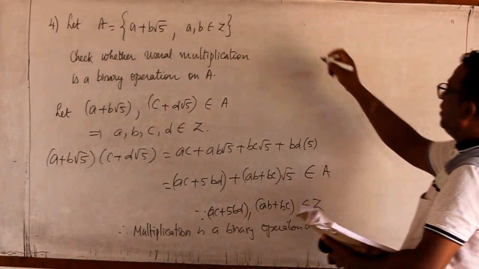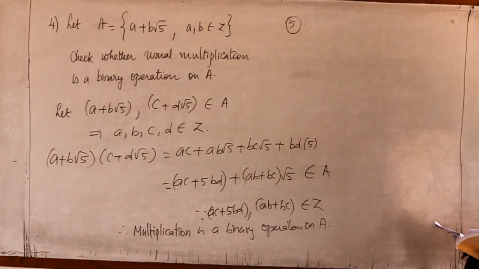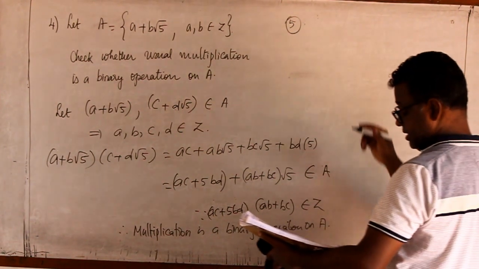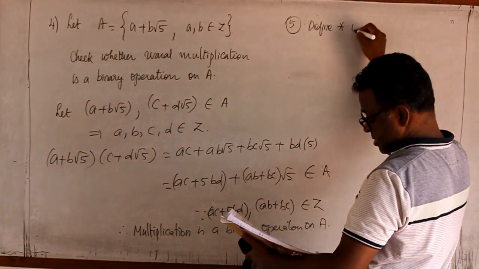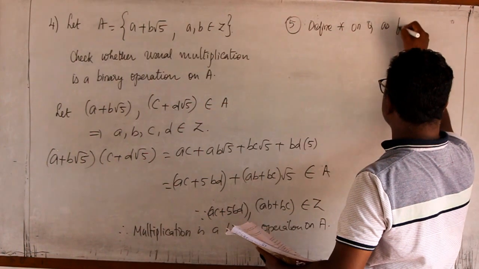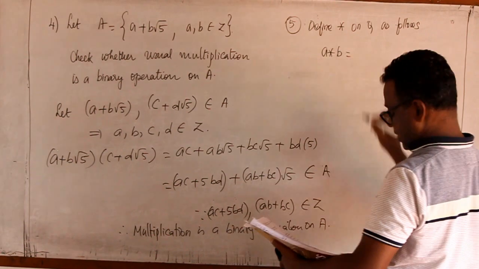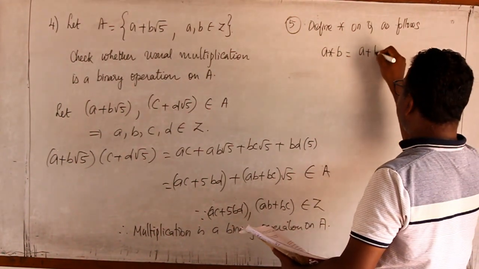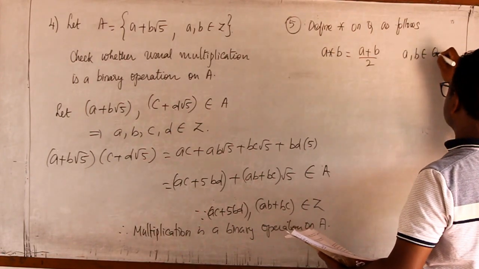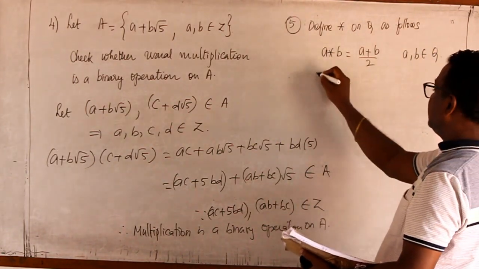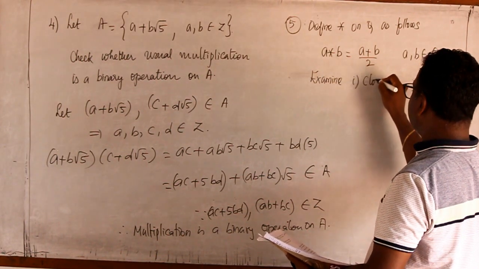Now, fifth problem. They are asking us to define again closure law, commutative law, and associative property. They defined one operation: define star on Q as follows. A star B equal to A plus B by 2, where A, B belong to Q. Then examine closure property.